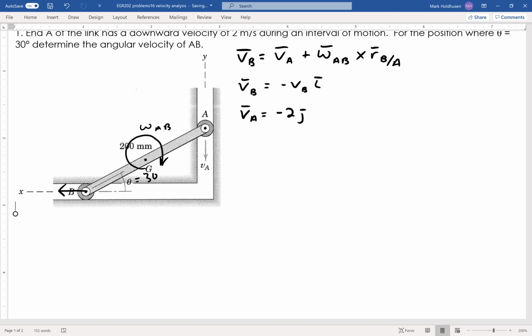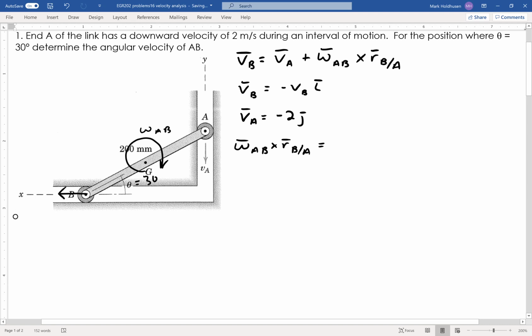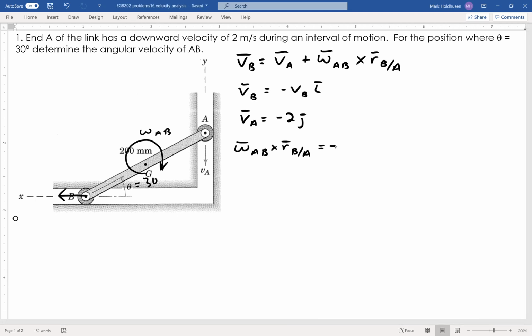Now what we're looking at is the cross product omega AB crossed with r of B with respect to A. Now I don't know what omega AB is. What I do know is that it's in the negative z direction. So I'll go omega AB in the negative k direction crossed with the r position. Again, this is the r position of B with respect to A, so that's going from A to B.